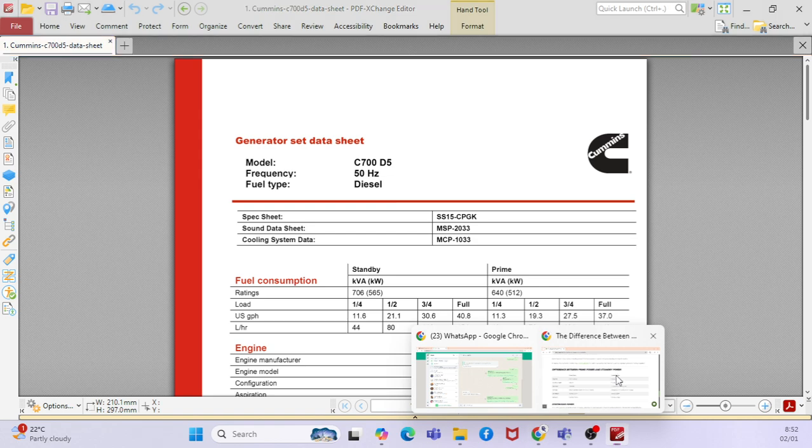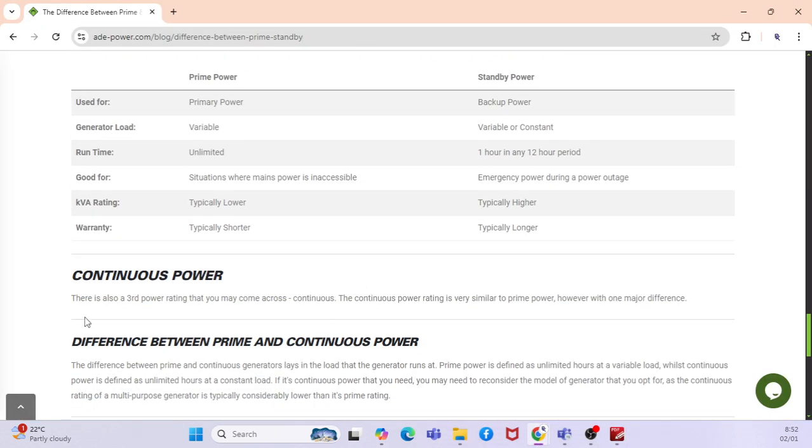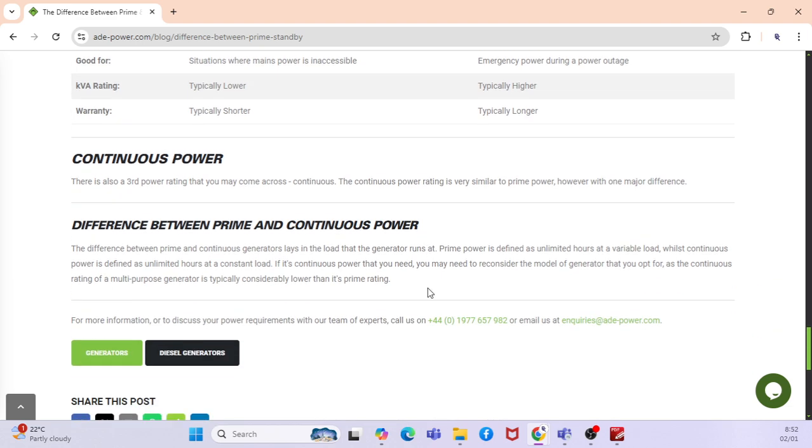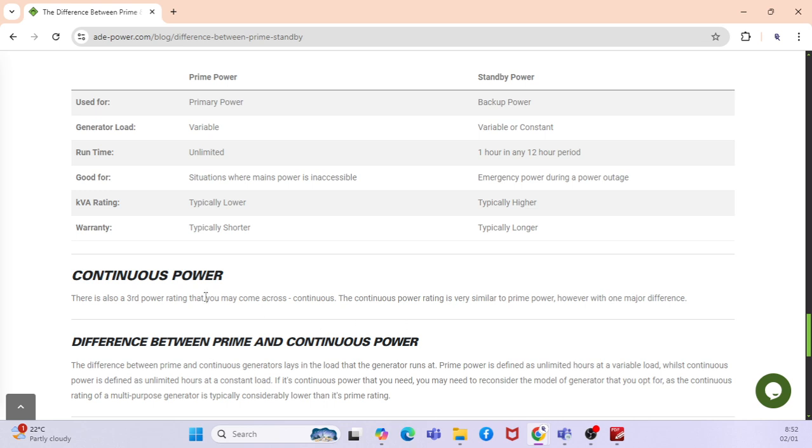If you go to one of the definitions, you can refer here. Actually, they didn't give a proper definition, but when you say continuous rating, it will work 24/7 basically. It will work for unlimited hours. You can see that runtime here is for the prime and this is for the standby, but for the continuous also, your runtime will be unlimited for the full capacity. So that is called continuous rating.